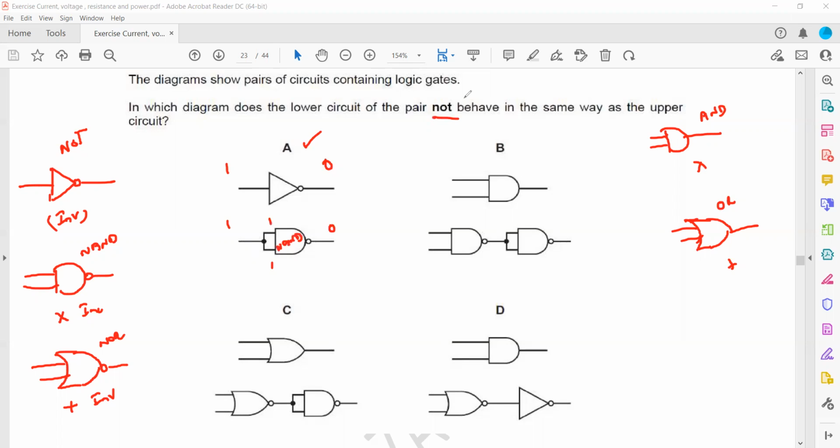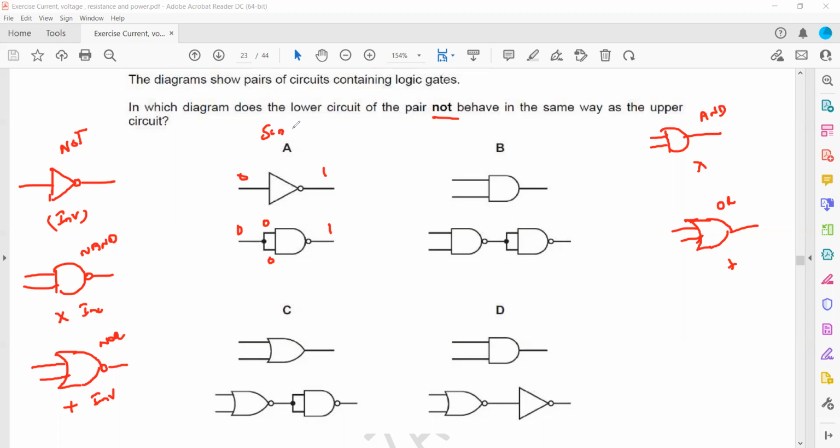I can also take 0 as the first value. I can take this as 0, so 0 will make it 1. And here 0 and 0. Again it is a NAND gate, so 0 multiplied by 0 is 0, and then the inverter makes it 1. So both the top and the bottom are behaving in the same manner.